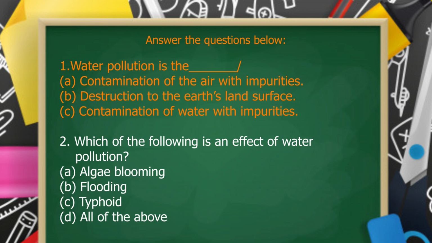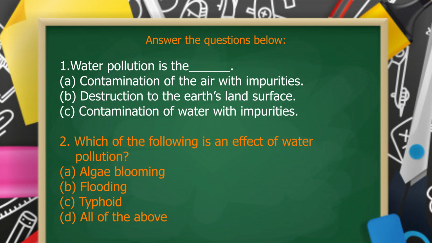Again, question 1. Water pollution is the A. Contamination of the air with impurities. B. Destruction of the earth's land surface. C. Contamination of water with impurities. Number 2. Which of the following is an effect of water pollution? A. Algae blooming. B. Flooding. C. Typhoid. D. All of the above.